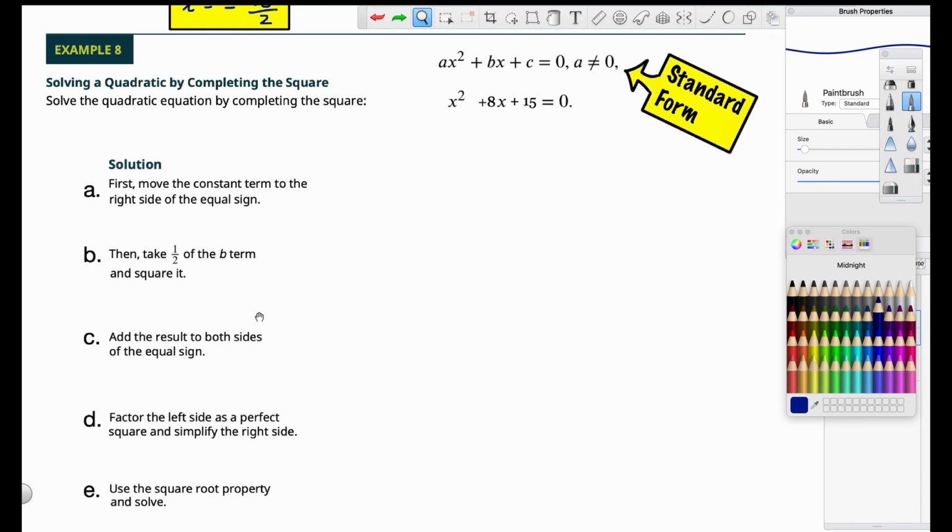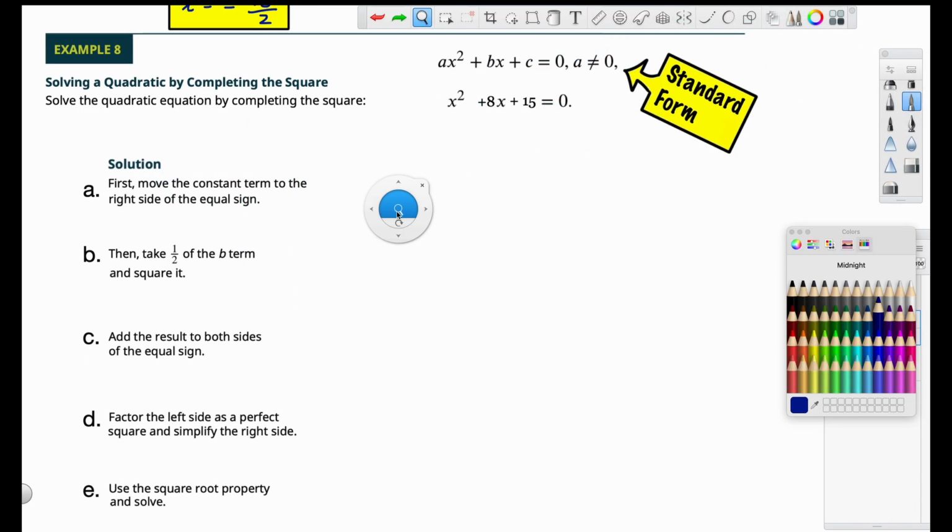Okay, so let's take a look at example 8. Solve a quadratic by completing the square. Before we do that, we need to understand the standard form of an equation for a quadratic, and it's in this form right here, ax squared plus bx plus c equals 0, where a is not equal to 0. If a were 0 here, it would cancel this leading term, and this wouldn't be a quadratic, it'd be linear. Here a is our leading coefficient, and b is the coefficient on our x term. c is our constant term, and it's set equal to 0.